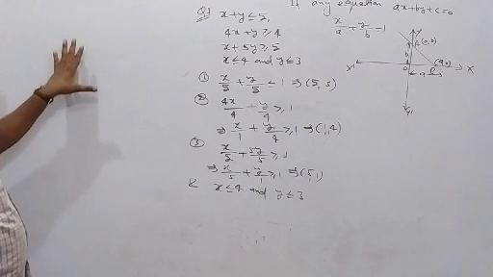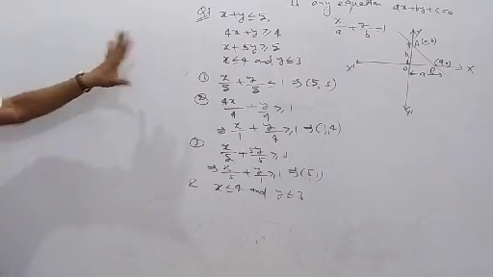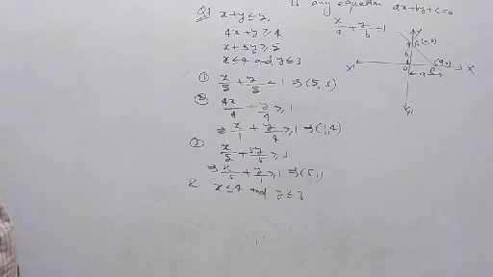After that, what do we have to do? We have to draw the line for all the equations. For all the equations. Clear?